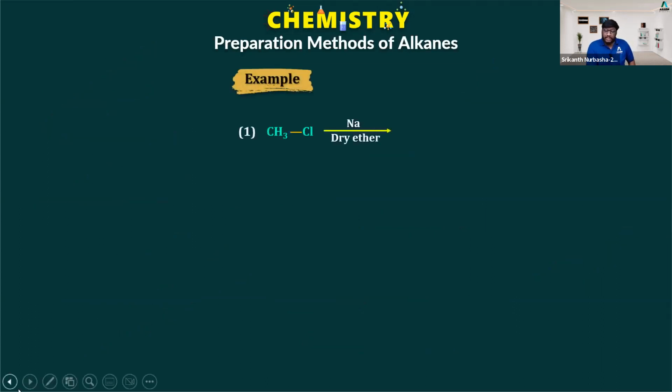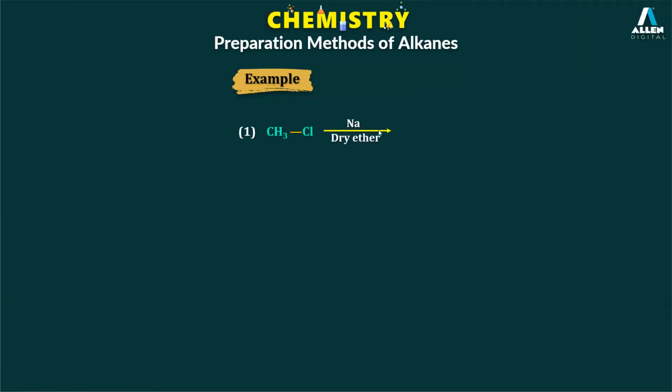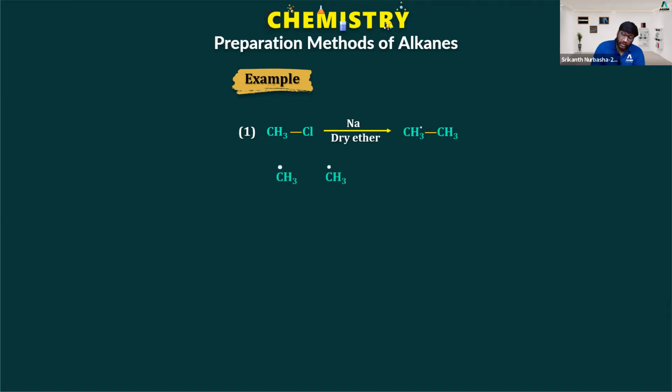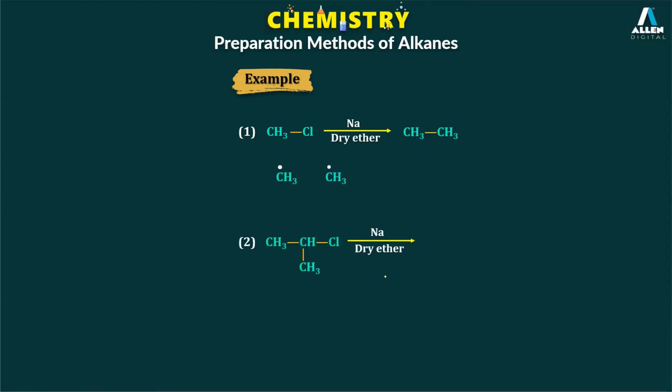Let us understand the same Wurtz reaction with an example. CH3Cl will form what, students? CH3Cl treated with Na in the presence of dry ether. CH3-CH3, very good. How is it going to be formed? We have CH3 dot and CH3 dot will form CH3-CH3. Yes, right. Here we will get what? CH3-CH-CH3 with Cl treated with Na in the presence of dry ether. In place of Cl, we have CH3. That's it.